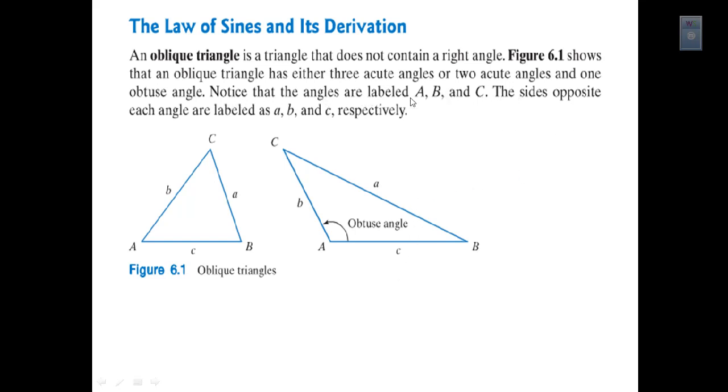Now, notice that the angles are labeled A, B, and C, and the sides opposite each angle are labeled as a, b, and c respectively, lowercase here. So notice that side a, the same way we've looked at when we were talking about the right triangles, side a is always going to be opposite angle A, side b is always opposite angle B, and c is the same way. That becomes really important when we start looking at the way the laws are set up.